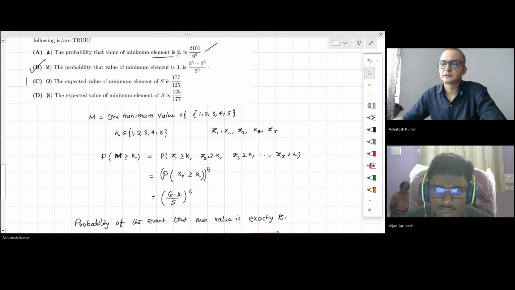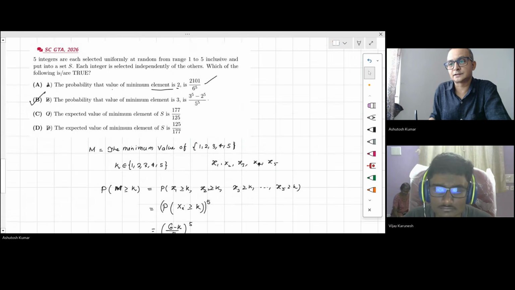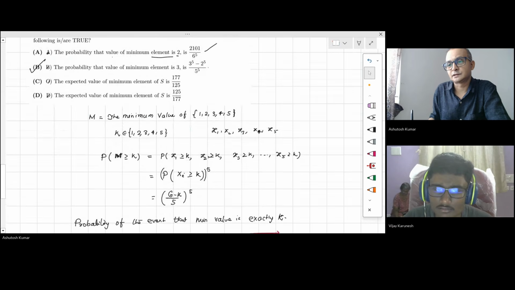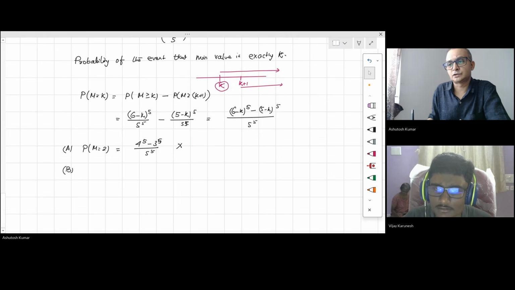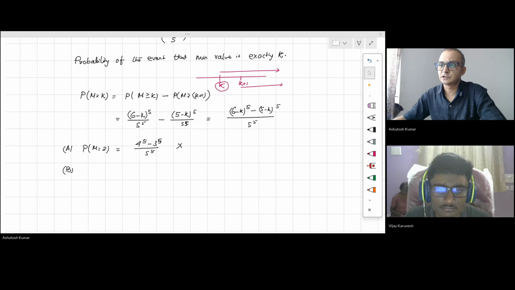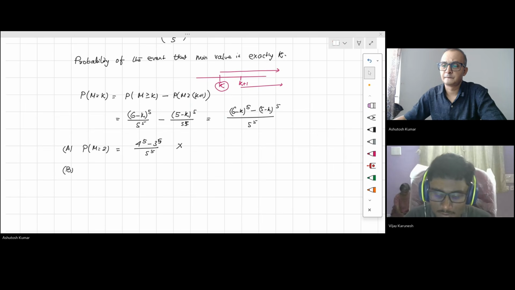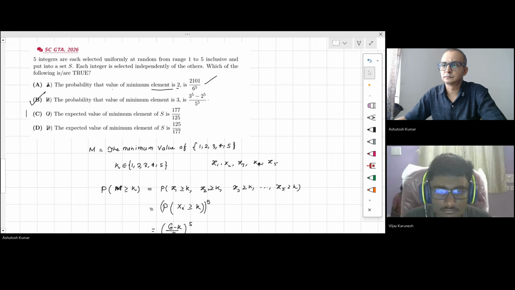The expected value of the minimum element of S. So expected value of minimum value of S means that it can be 1, it can be 2, it can be 3, it can be 4, 5, and so on, correct? Yes, sir. So basically, this question is saying the expected value of the minimum element of S.